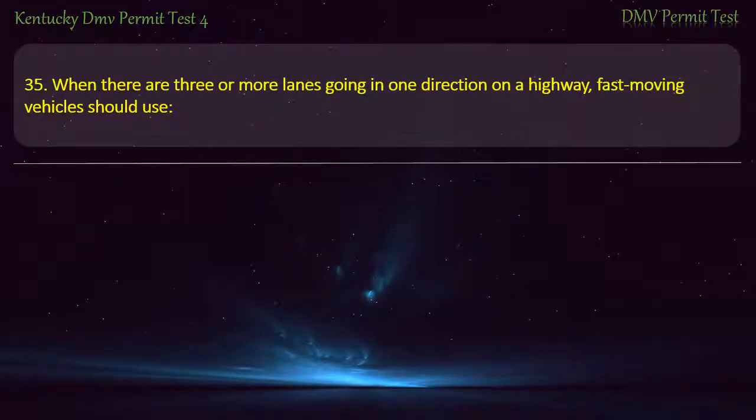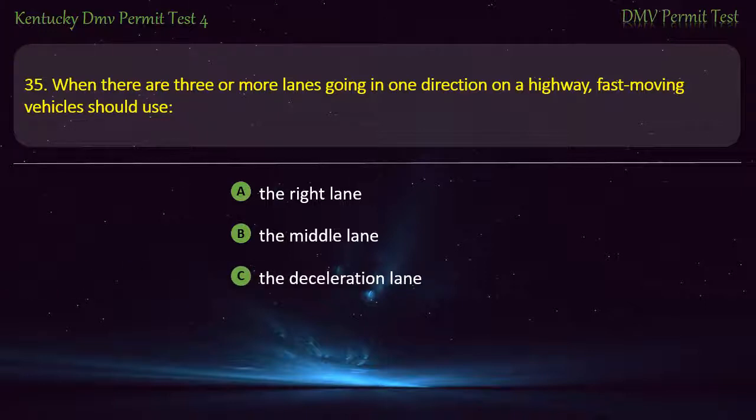Question 35. When there are 3 or more lanes going in one direction on a highway, fast-moving vehicles should use the right lane. The middle lane. The deceleration lane. The left lane. Answer. The left lane.